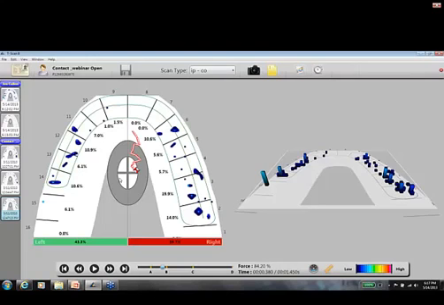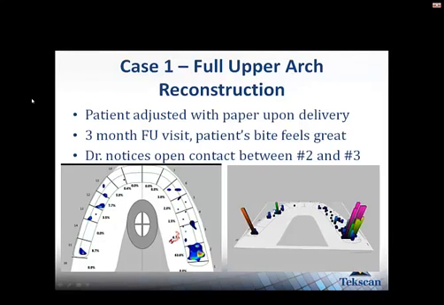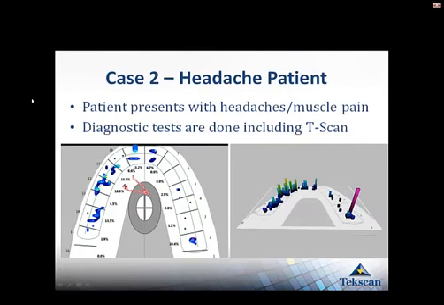Could we get it better? Yes. But considering the patient started at 85-15, right to left, we were happy with this result for that day. So hopefully that gives you guys a good idea of how that would work in your practice.